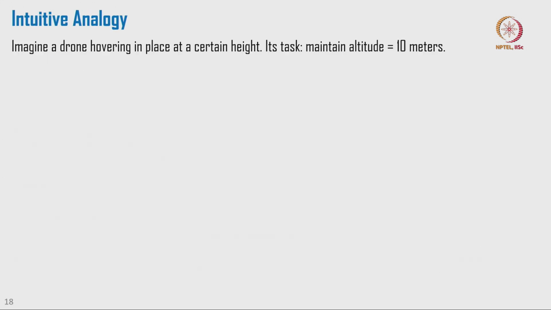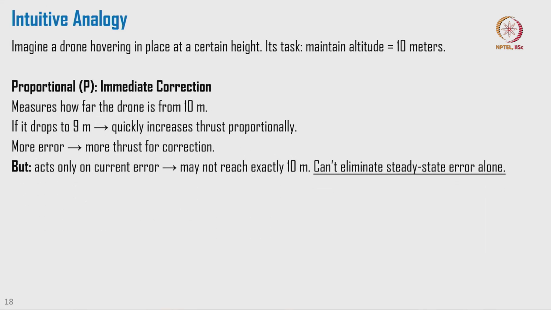Fine. Now, I will try to explain one analogy for PID control using a drone example. Just imagine a drone is hovering in a place at a certain height. Its task is to maintain altitude. It is the altitude control problem we were talking about in our previous examples as well. So, proportional control will do what? It will immediately correct the errors. That means it works on present values of errors.